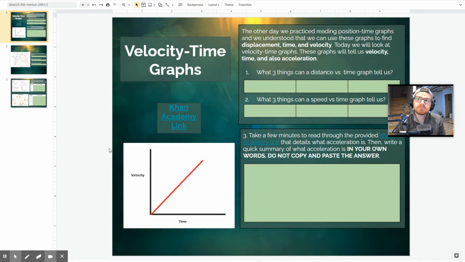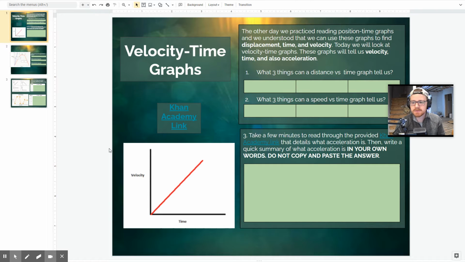Now, velocity time graphs get into some material that we haven't gotten into yet, so this will be a pretty good introduction to it. Specifically, the material is acceleration. We haven't covered acceleration yet, but we will soon, and this is a nice way to segue into it before we really get into it. So let's take a look here.